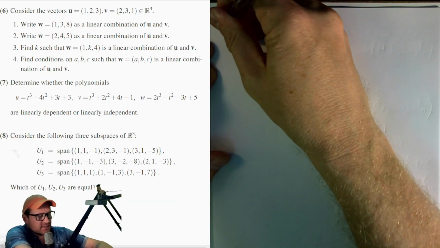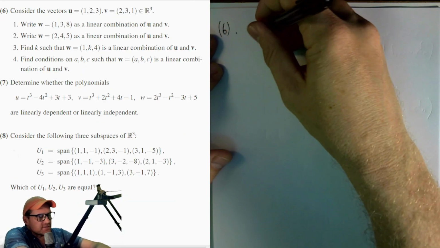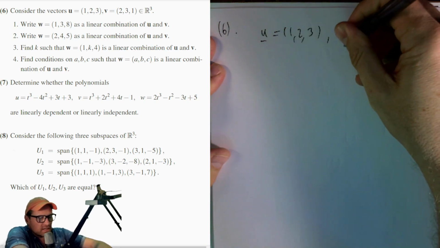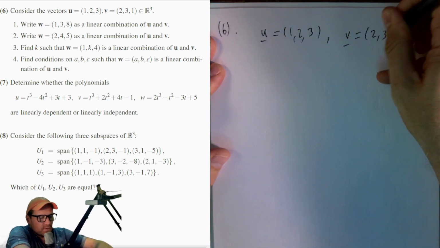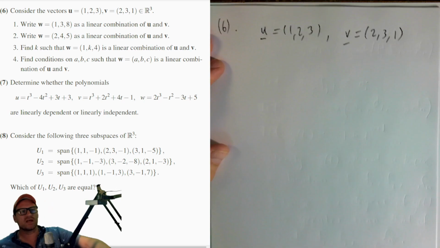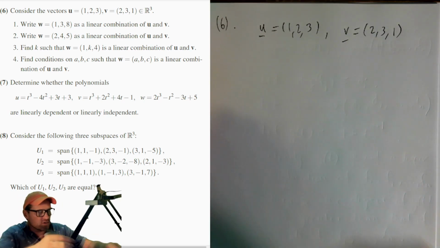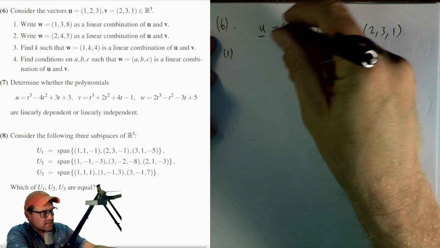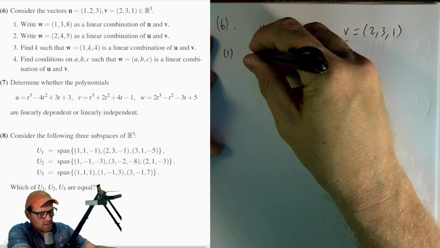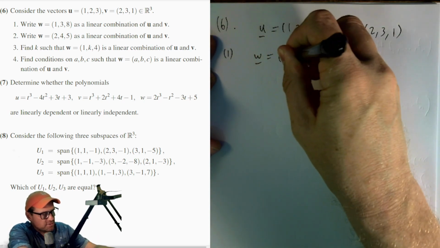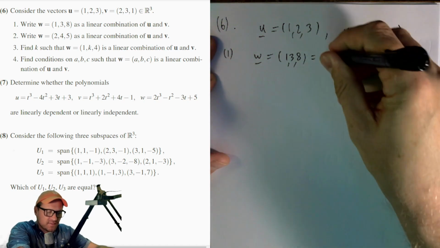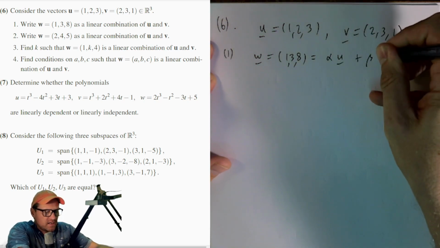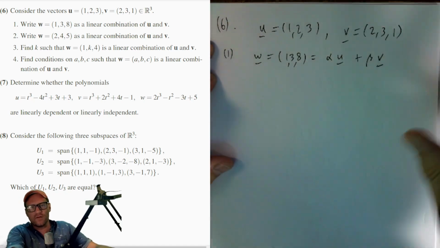Okay, question 6. Consider the vectors u being 1, 2, 3, and v being the vector 2, 3, 1 in 3 space over the real numbers. So the first part, part 1, asks us to write w as a linear combination of u and v. So w is the vector 1, 3, 8, and we seek to represent 1, 3, 8 as alpha u plus beta v. And we're seeking the alpha and the beta there.